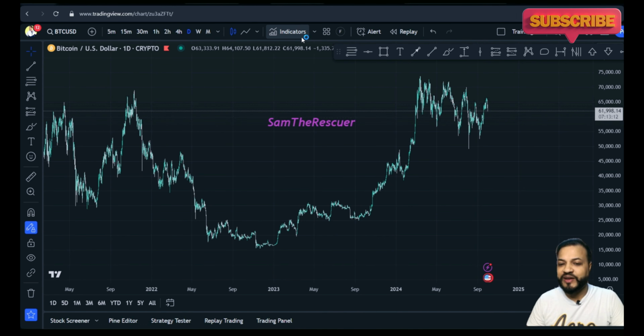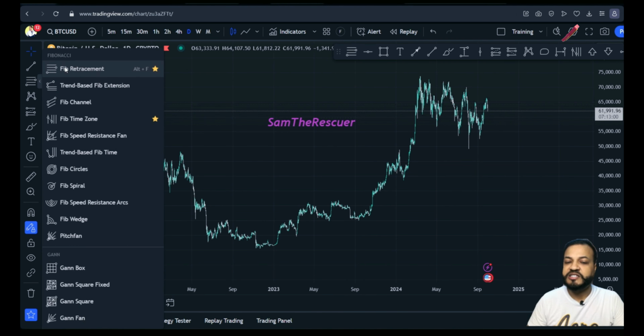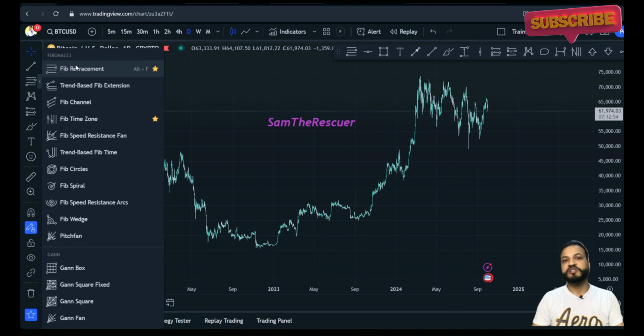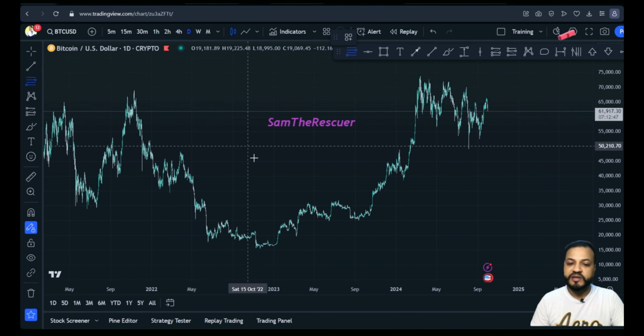For Fibonacci, you won't find it in indicators. You're going to find it over here. Put the cursor over here, you find an arrow. Just click on the arrow, and you'll find the Fibonacci retracement. Click on the retracement, right? The majority use the retracement. You don't have to get into the extension or channel or anything. This is the one you're going to use. Click on this and that's it.